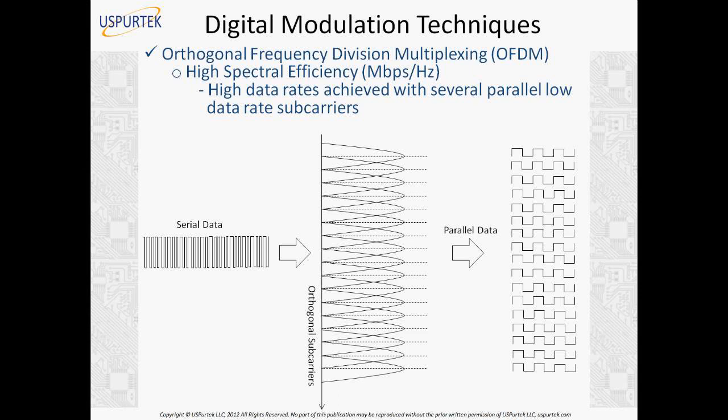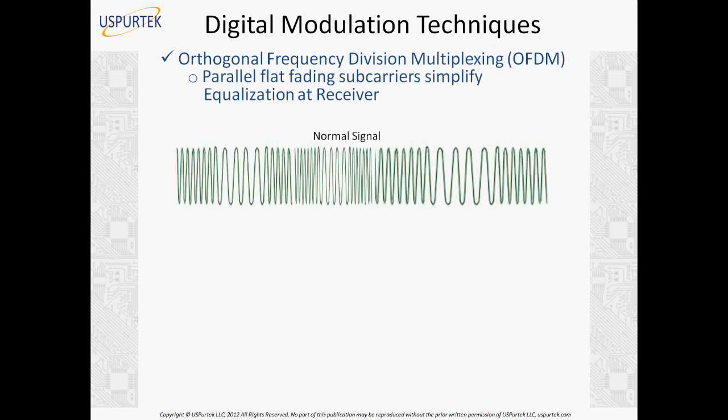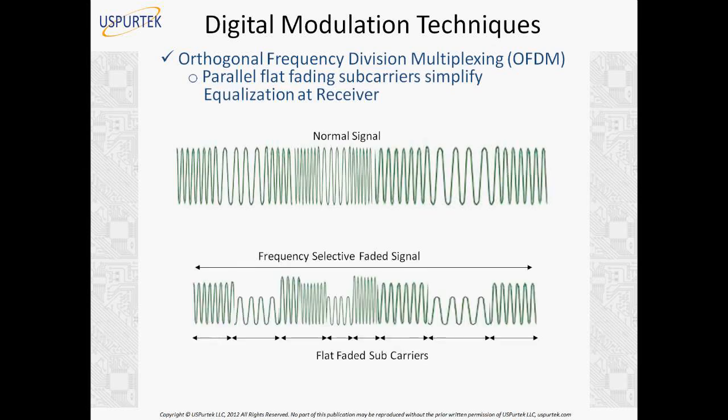Parallel flat fading subcarriers simplify equalization. Okay, there's another question: since we need to put a filter, which decreases the bandwidth. Well, yes, then you have to design your filters accordingly. When you design a filter, the first criterion is how much bandwidth you need. This bandpass filter will pass how much bandwidth. So you have to design the filter accordingly, depending on how much bandwidth you need. Yeah, your concern is valid. Your filter design will be critical here.